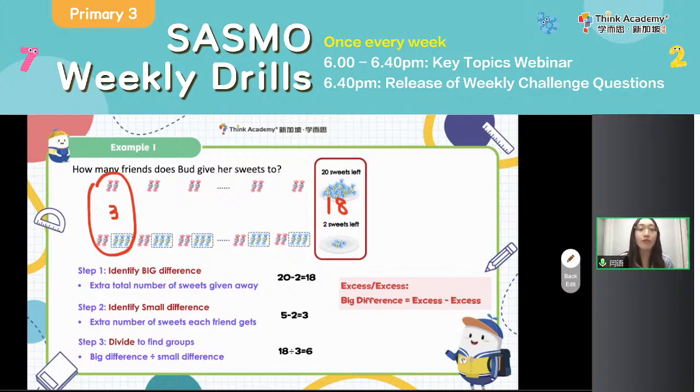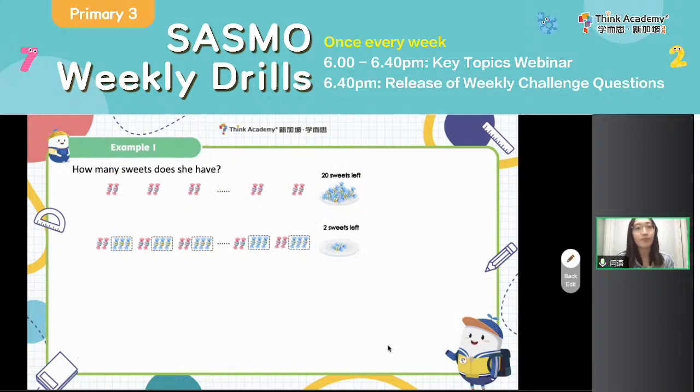And then how can we figure out the small difference? You just compare, in different scenarios for one person, what is the difference of the objects. Then using the division, you can figure out the number of groups, which is also the number of people. But don't just stop here, everyone. This is just to answer the first question, and you need to figure out the second one. How many sweets does she have?